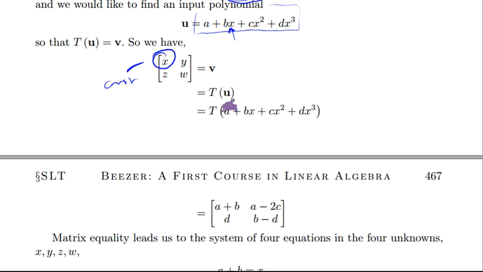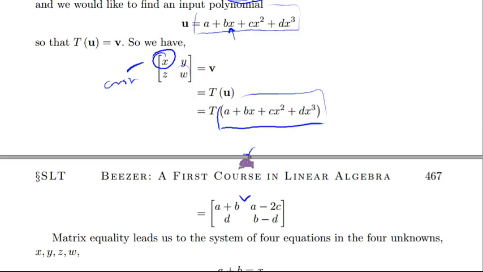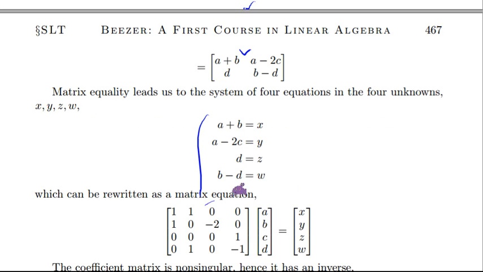Now we know that if we have this polynomial ABCD, it maps to this matrix. That's the definition of my T. T maps ABCD into a matrix like this. So we need to set A plus B equals X, A minus 2C equals Y, D is equal to Z, B minus D is equal to W, and see if, no matter what X, Y, Z, W, we can find ABCD that works. All right, so here's the system.